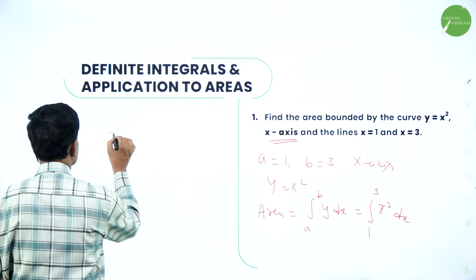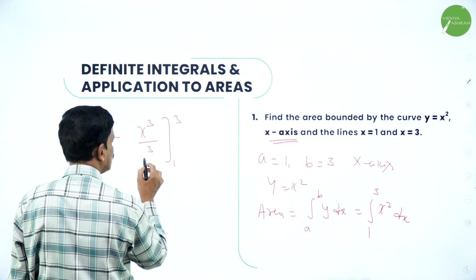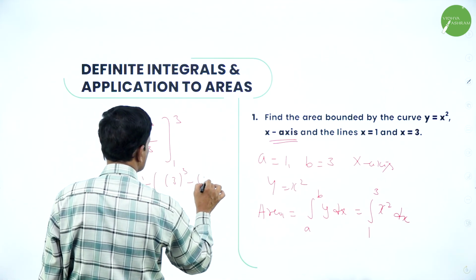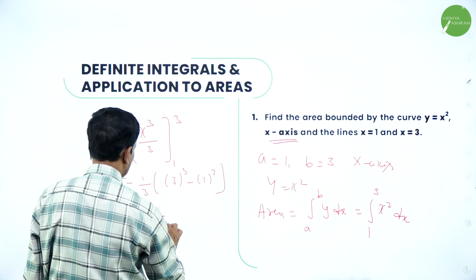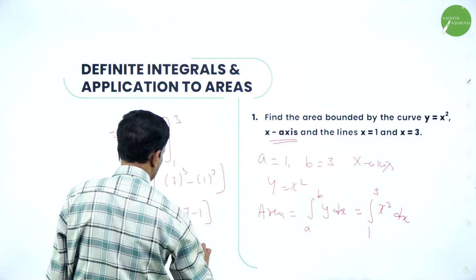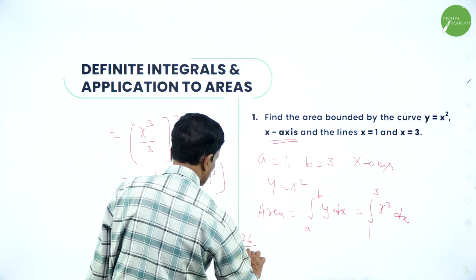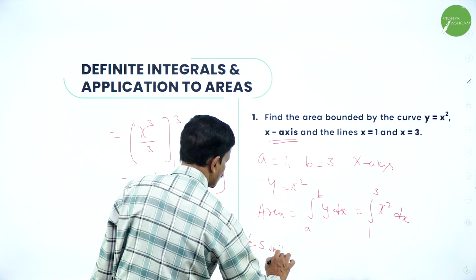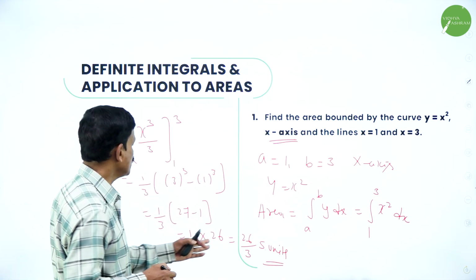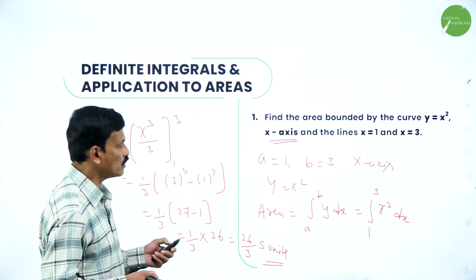Integrate it. The integral of x square is x cube by 3 between the limits 1 to 3. So this is equal to 1 over 3 into 3 cube minus 1 cube. 3 cube is 27, minus 1. 1 over 3 into 26. So this is equal to 26 by 3 square units. So the required area is 26 by 3 square units. Now move on to the next problem.